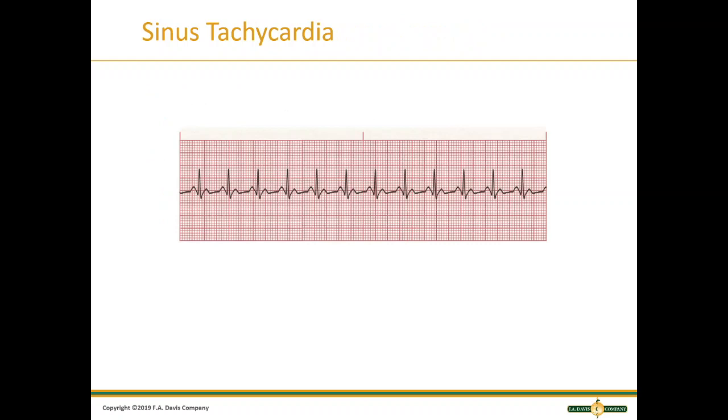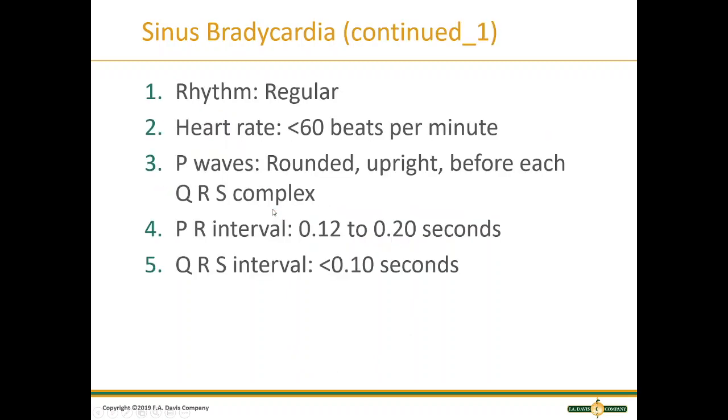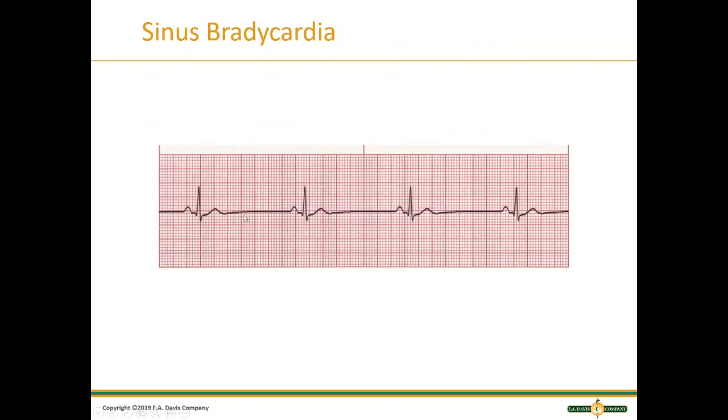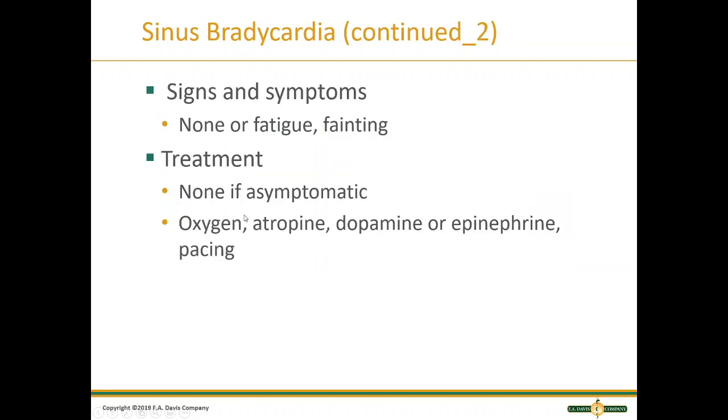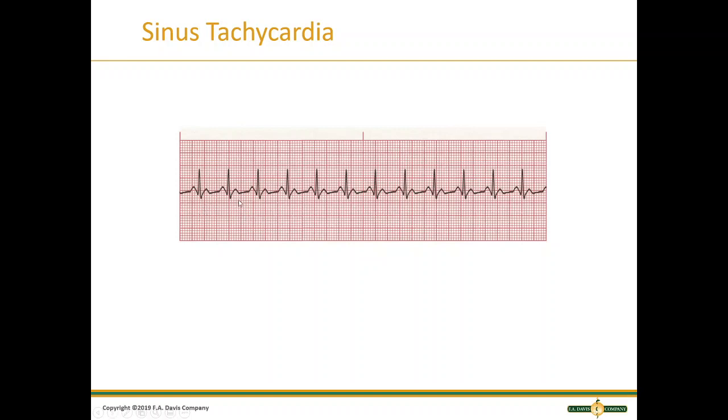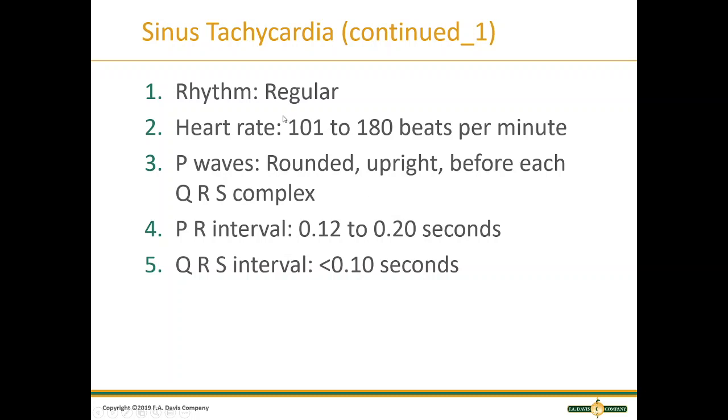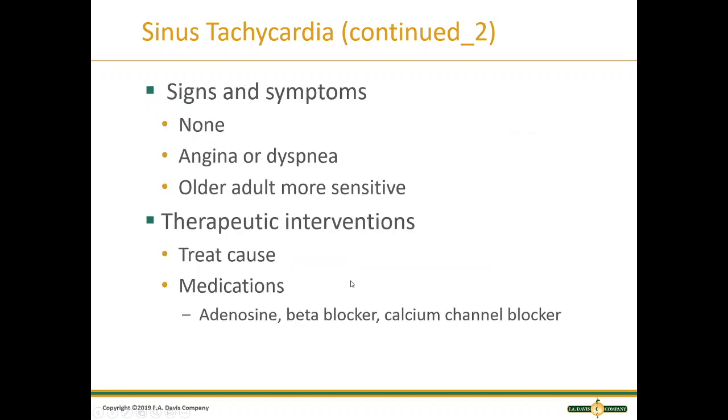Okay, here it is sped up, right? So you can see how they were spread out in bradycardia, and now we have tachycardia. Very easy to see the difference there. This is 101 to 180 beats per minute, right? So they're having a more rapid heart rate. Rounded, upright before each QRS complex. This is the difference here.